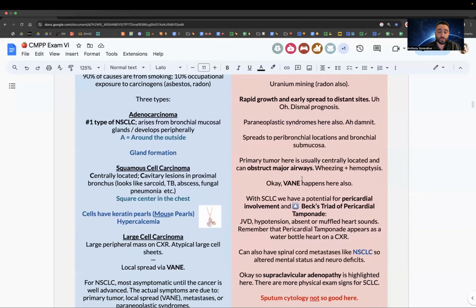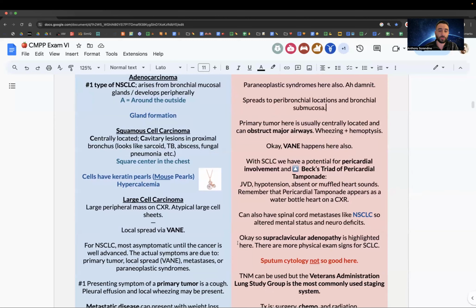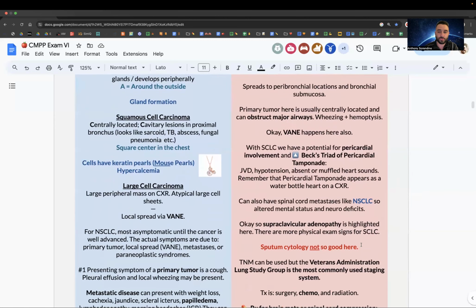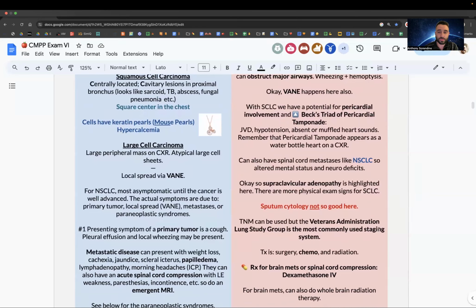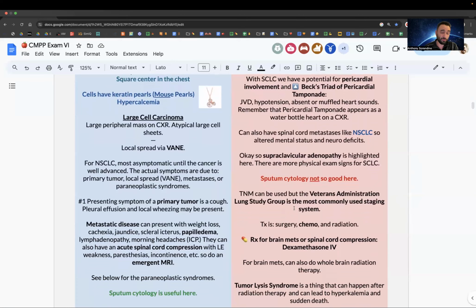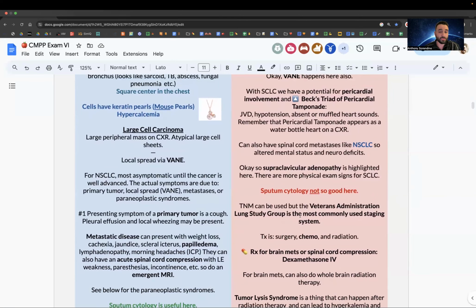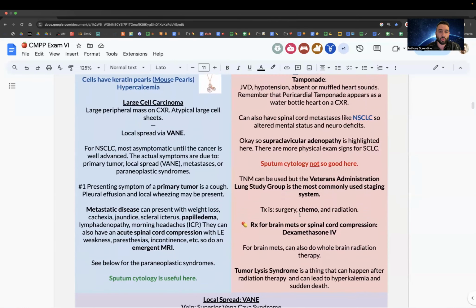Something that's unique to small cell, versus non-small cell, is going to be Beck's triad for pericardial tamponade. So don't forget, jugular vein distension, hypotension, and absent or muffled heart sounds. You can also see a water bottle heart on a chest x-ray. Can also get metastasis to the spinal cord. He also mentioned specifically for this one, I don't know if you can get it with the other one, is supraclavicular adenopathy. All right, there are more physical exam signs for SCLC, and this is going to be one of them.